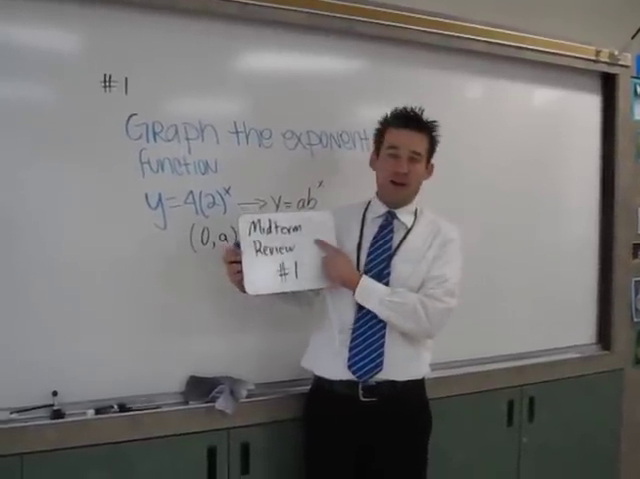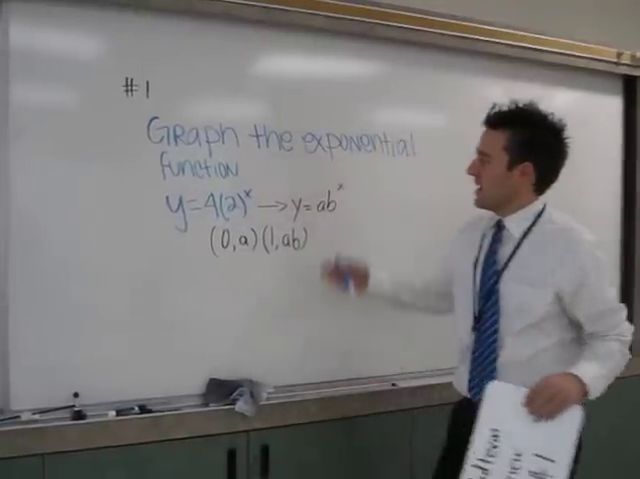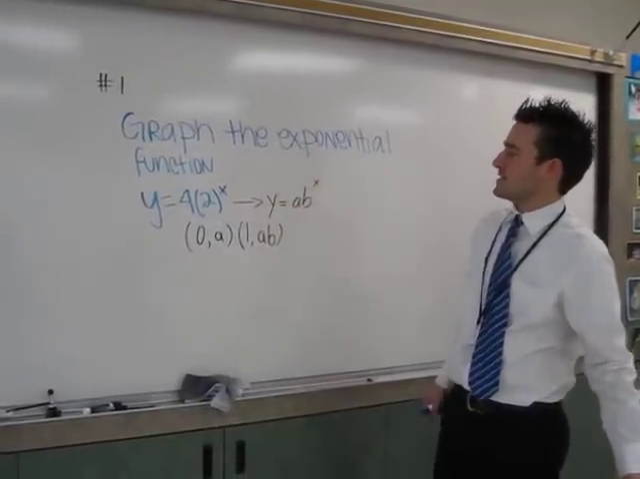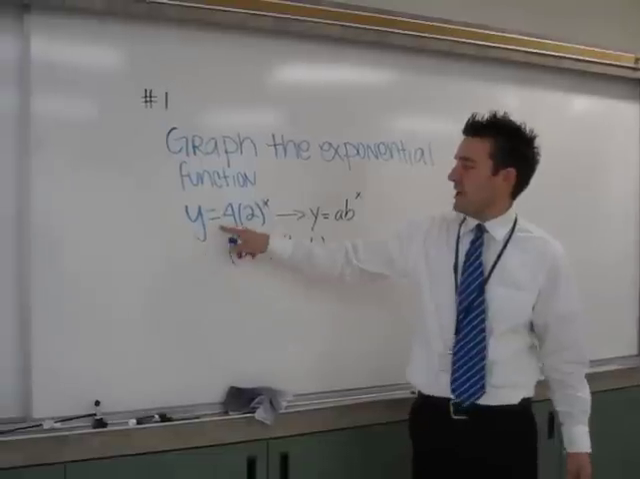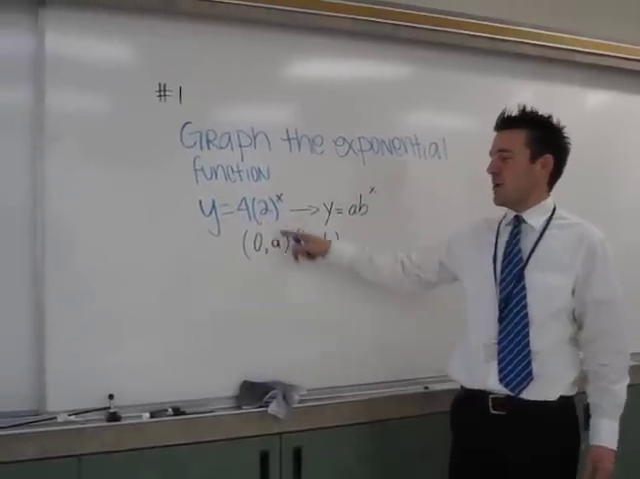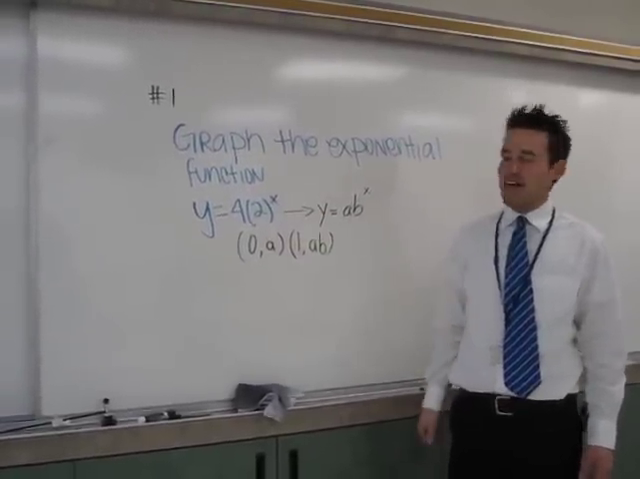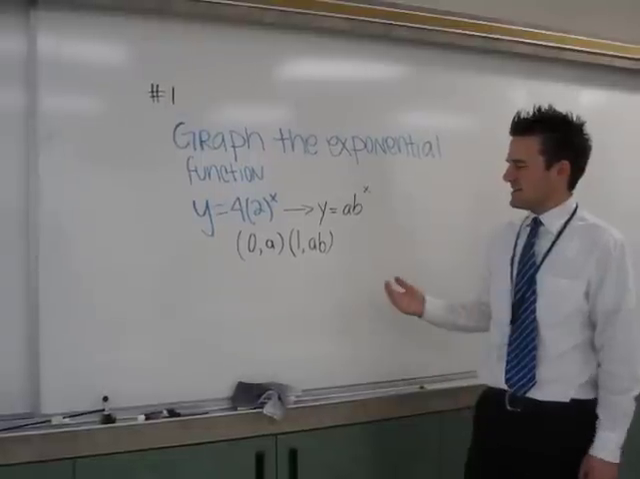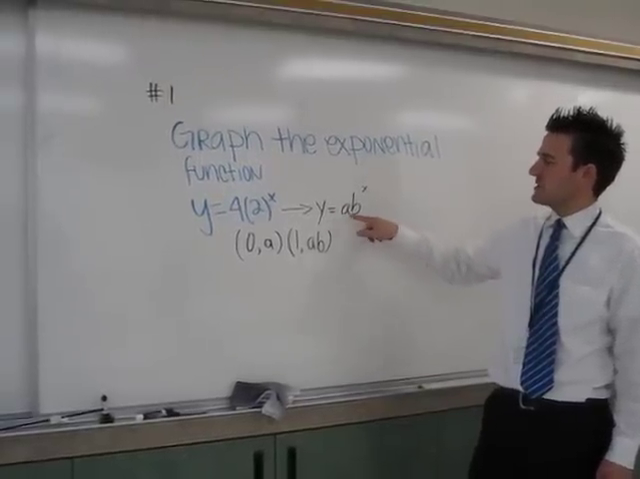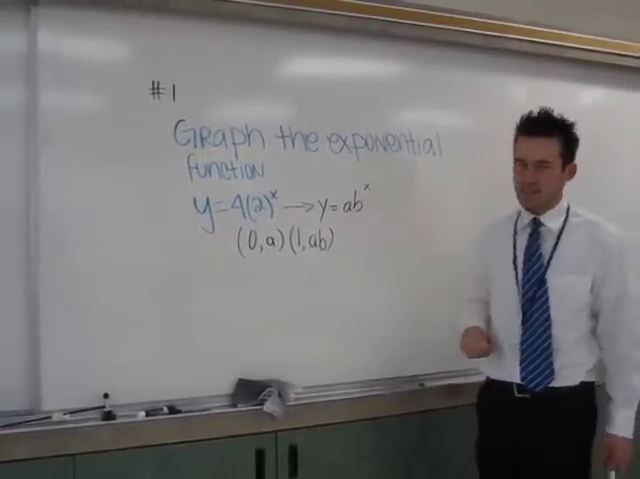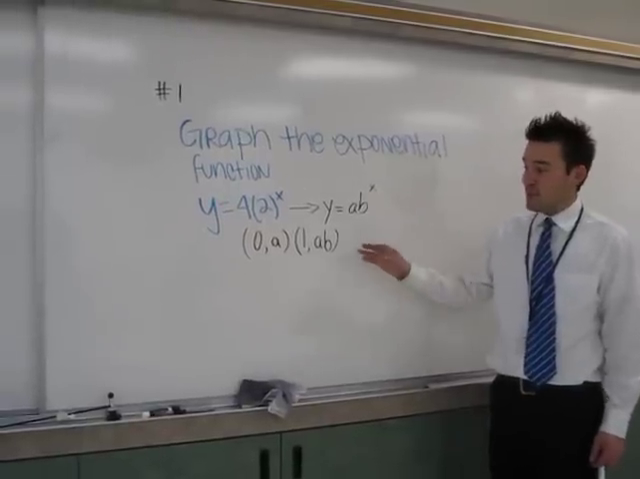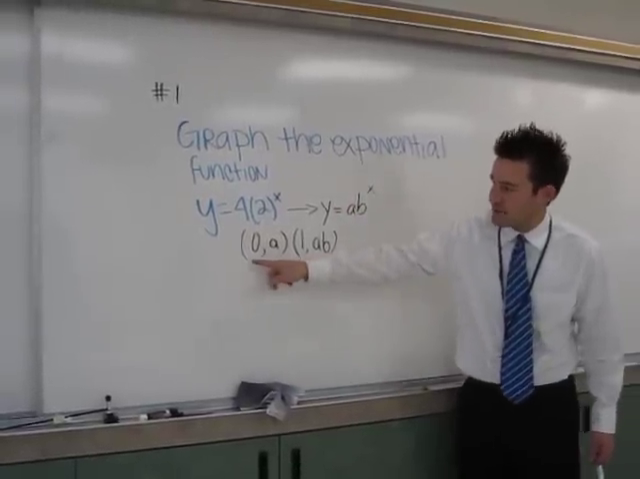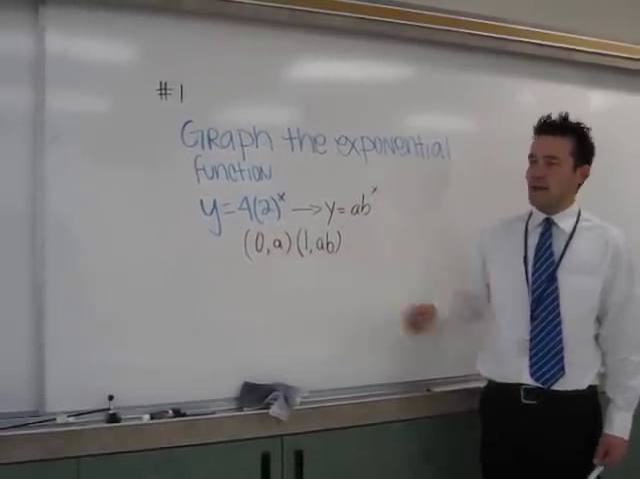Let's do number 1 from the midterm review. In this, we're asked to graph the exponential function y equals 4 times the quantity 2 to the x power. Now this is in the form y equals ab to the x power. These 2 points are going to be on the graph, (0, a) and (1, ab).